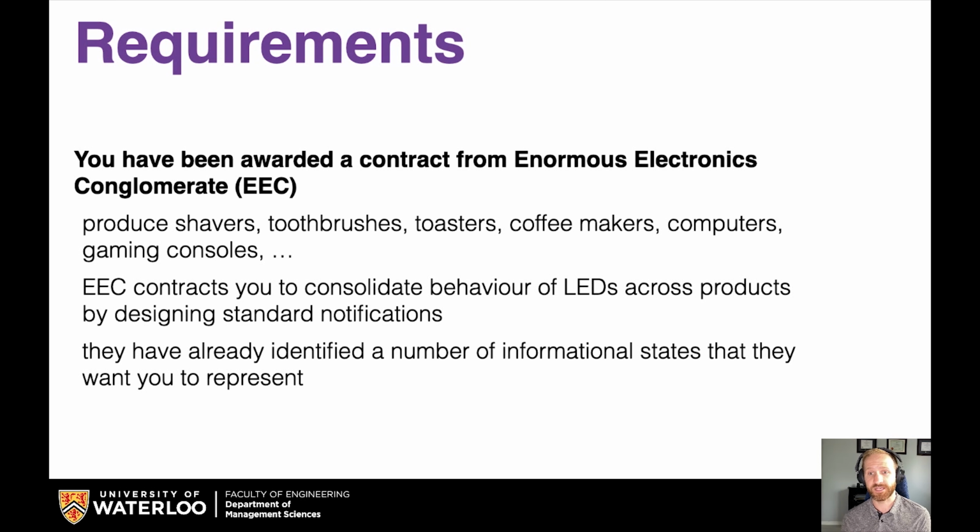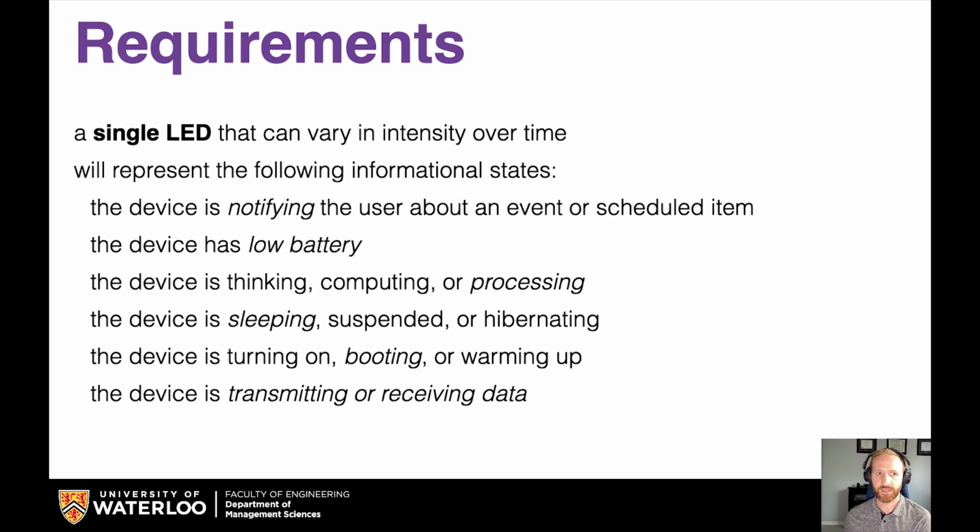They've already identified a number of informational states that they want you to represent, so you can kind of skip past this first step. Remember, in this case, a single LED can vary in intensity over time, and it will represent one of the following informational states: where the device is notifying the user about an event or schedule item, where the device has low battery, if the device is thinking, computing, or processing, if the device is sleeping, suspended, or hibernating, if the device is turning on, booting, or warming up, or if the device is transmitting or receiving data. So these 6 different behaviors and informational states where we want to communicate with LEDs.